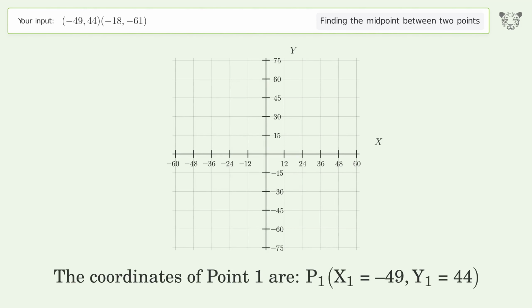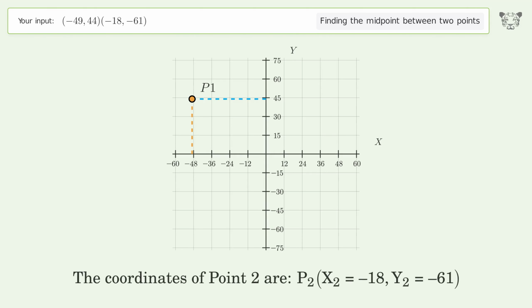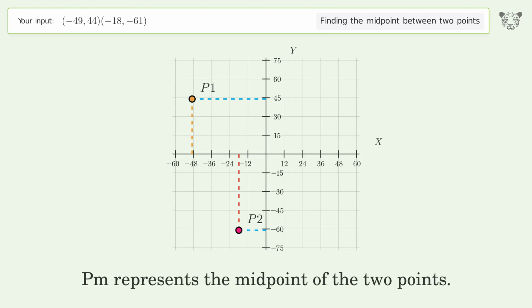The coordinates of point 1 are, x1 equals negative 49, y1 equals 44. The coordinates of point 2 are, x2 equals negative 18, y2 equals negative 61. PM represents the midpoint of the 2 points.